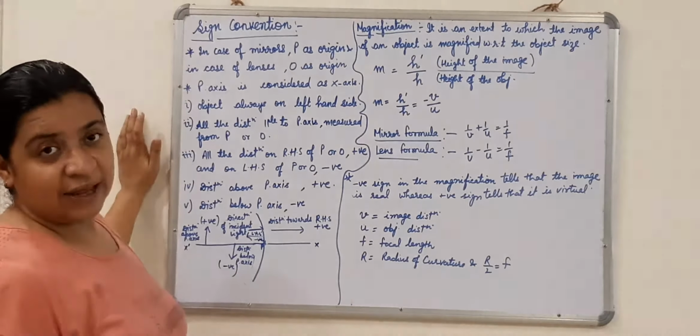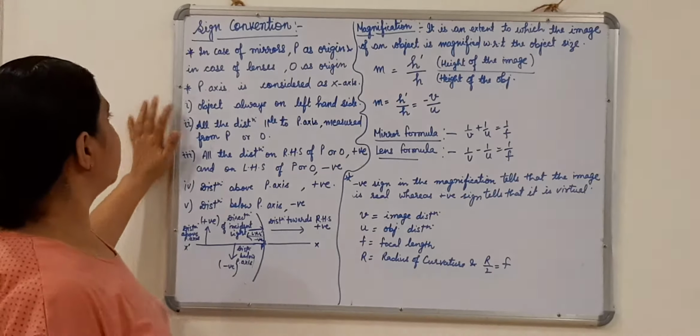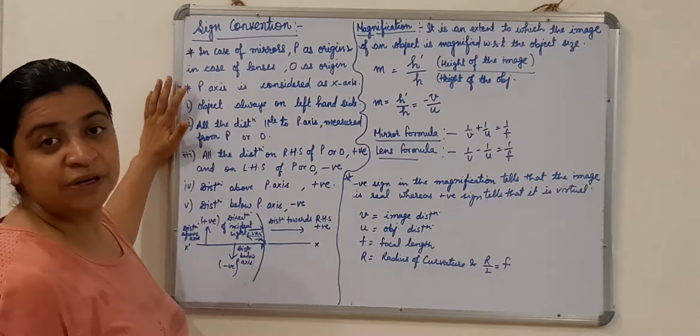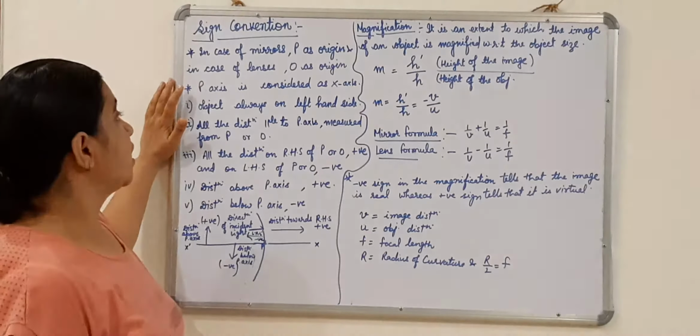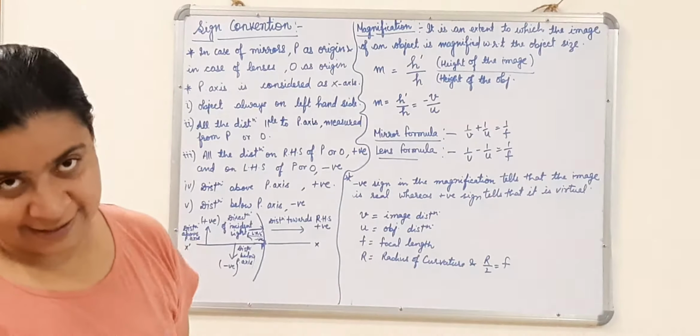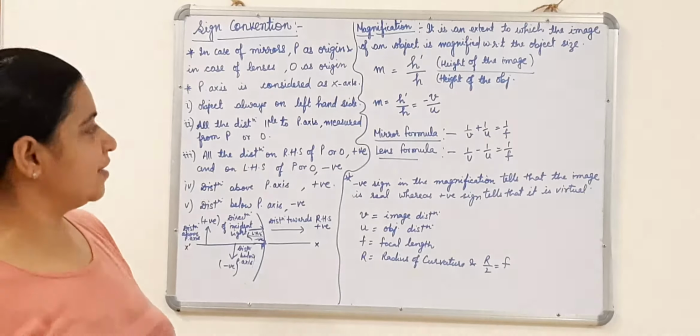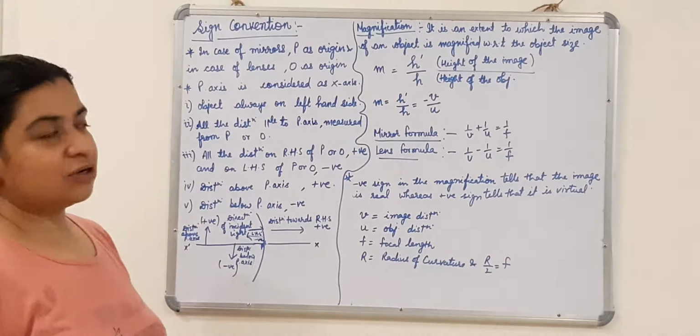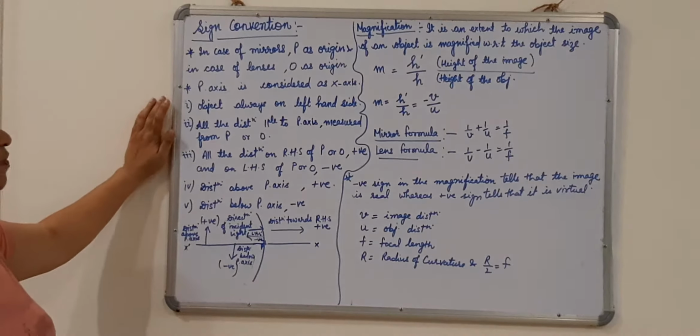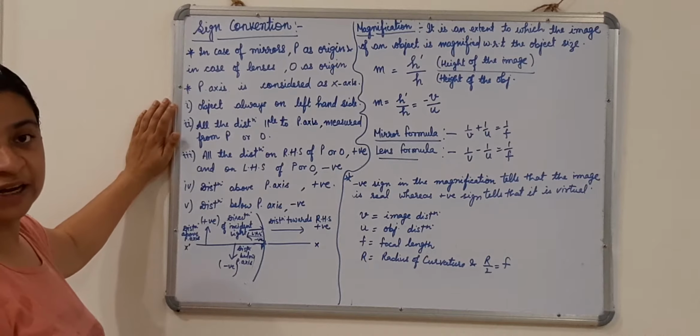And second thing, the principal axis is considered as the x-axis. So principal axis will be considered as x-axis. So let's start the first point. Object always on the left hand side.